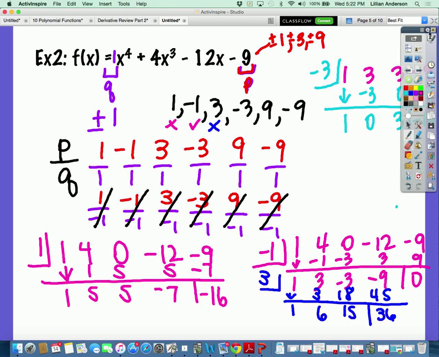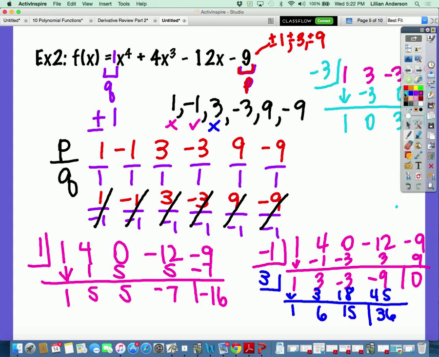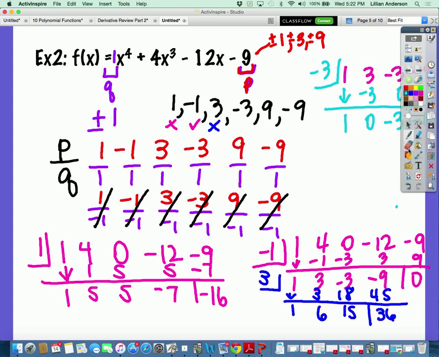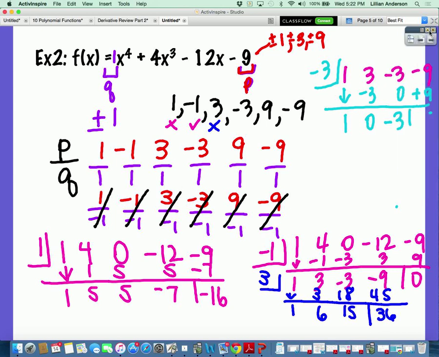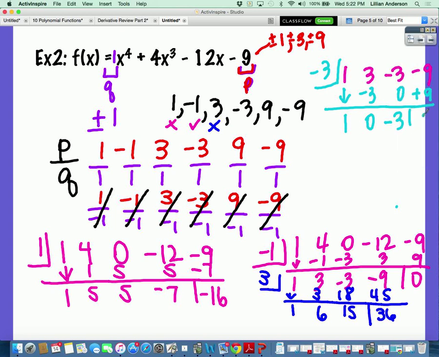Hopefully you caught that error that I did, because I caught it. I accidentally wrote a +3 when this should have been a -3, making this a -3 here, making this a +9. So in actuality, -3 does work, okay? So right now I know that -1 for sure and -3 for sure are rational zeros.